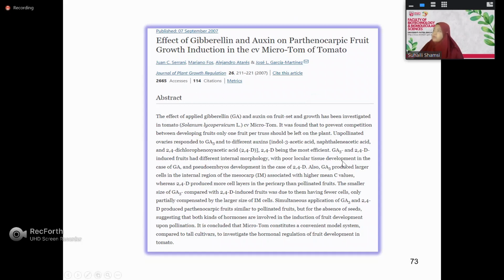So one hormone basically induces parthenocarpy. Another one supports increased or induced growth in fruits or flowers. Okay, so parthenocarpy is without pollination.